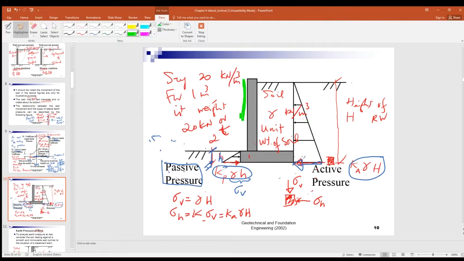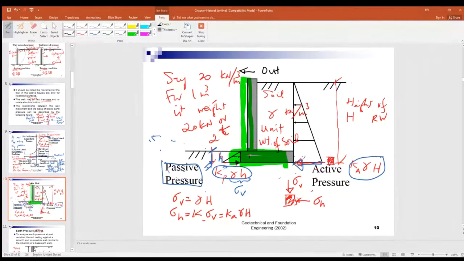So we believe the retaining wall is going out here, right? And then here, right? So it's out. That's why it's active pressure, right? Behind the wall. What about here?